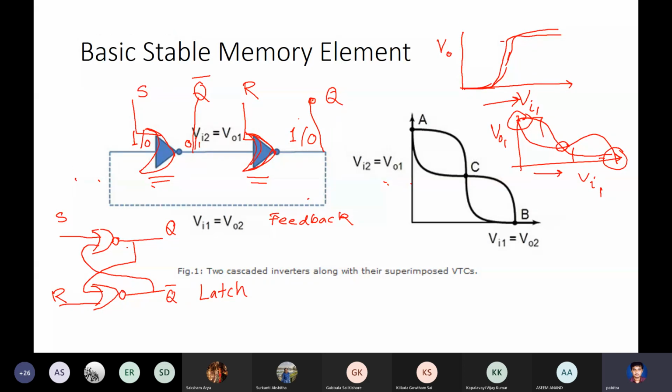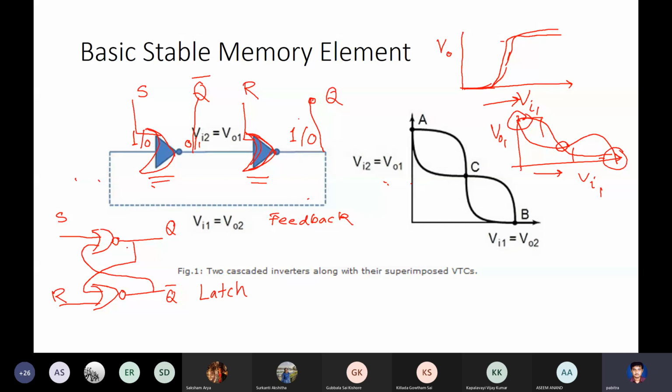We'll soon analyze that when the value of S is 1 and R is 0, Q becomes 1. The value of 1 is written to Q. And the other way around, when the value of R is 1 and S is 0, the value of 0 is written to Q. And if S and R are 0 and 0 both, it's a hold condition. That means Q is not updated, but Q is the previous value of Q.